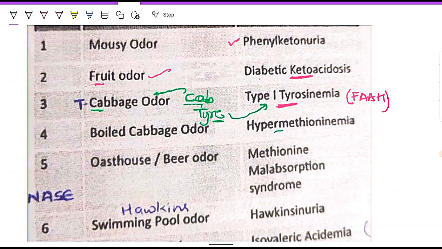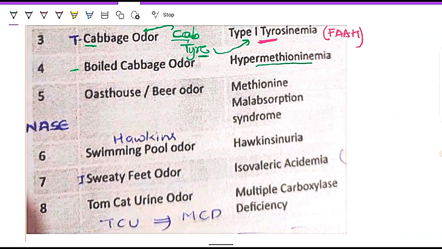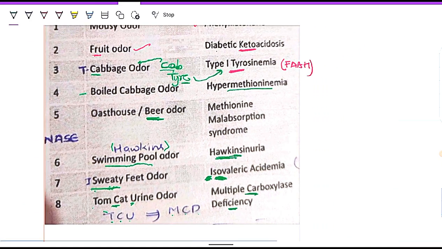Now hypermethioninemia will have boiled cabbage odor. Now methionine malabsorption syndrome, which is also called oast house syndrome, will have beer odor or oast house odor, okay. Now Hawkinsinuria, like hawk is a bird, okay. We can remember this as hawkins around a swimming pool, so there will be a swimming pool odor. Now isovaleric acidemia has sweaty feet odor, and multiple carboxylase deficiency will have tomcat urine. You can remember with three words: TCU is equal to MCD. Tomcat urine is equal to multiple carboxylase deficiency. So in isovaleric acidemia, you can remember I have sweaty feet, okay. Isovaleric acidemia, I sweaty feet, okay, like this you can remember. So that's all about the amino acid metabolism.